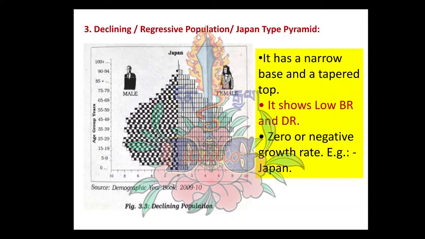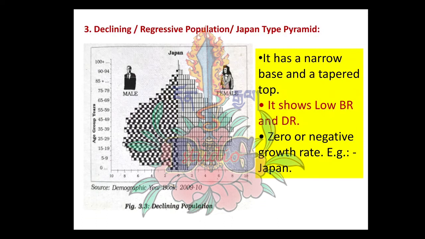So it shows a low birth rate and a low death rate. Some countries are experiencing negative or zero growth of population, such as Japan. If we get this type of population pyramid, we can say these countries are highly developed and have a better planning system. So these are the three types of population pyramid used to explain the age and sex composition of a particular country.